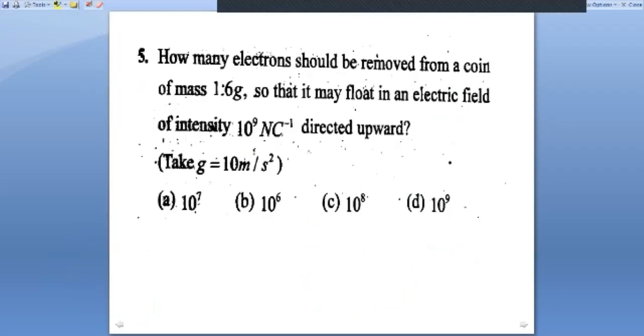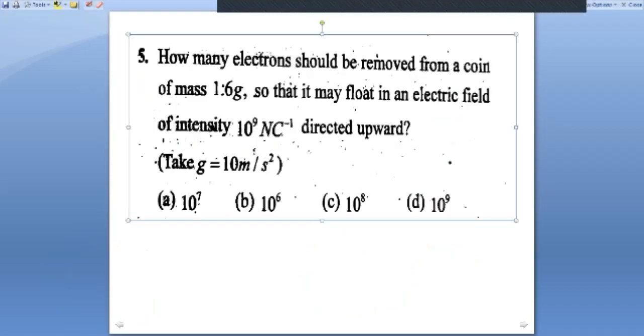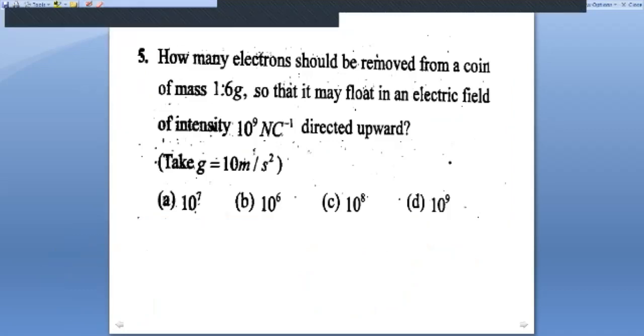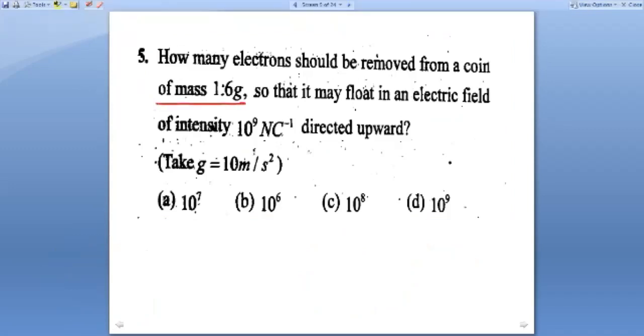Next one, fifth question. How many electrons should be removed from the coin of mass 1.6 gram so that it may float in the electric field intensity this much? So this is the electric field.